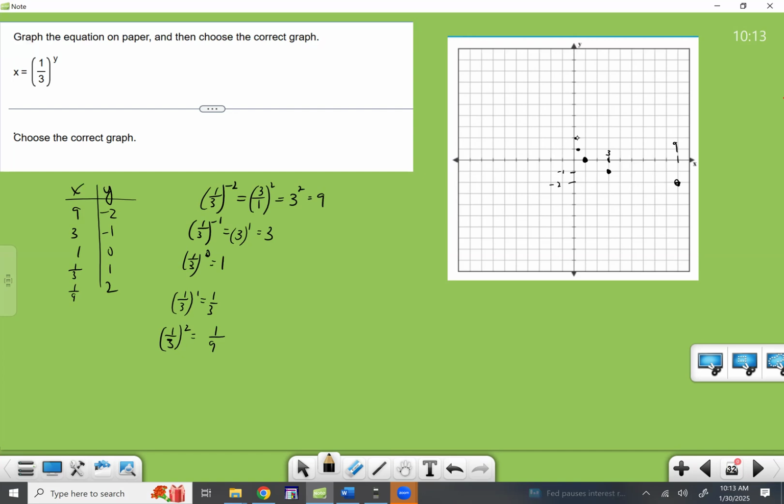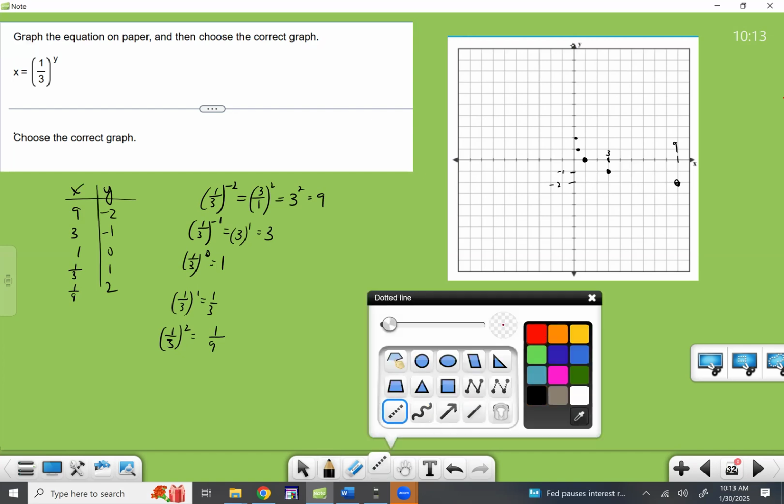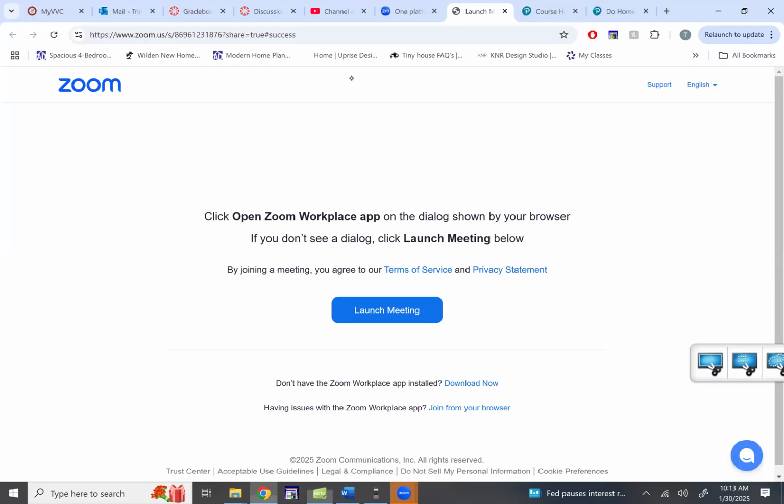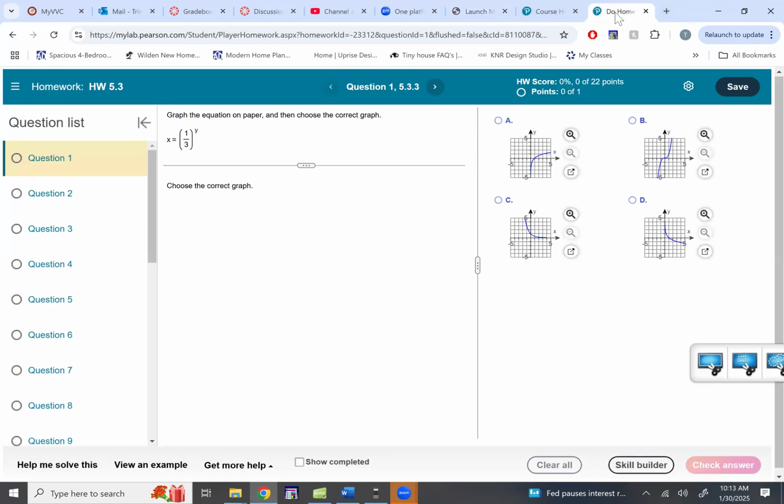Anyhow, we know that these have asymptotes, right? Vertical asymptotes. And so I'm going to go ahead and draw that vertical asymptote. I'll do it in red so it can really pop here. All right, and so our graph should look something like this. Something like that.